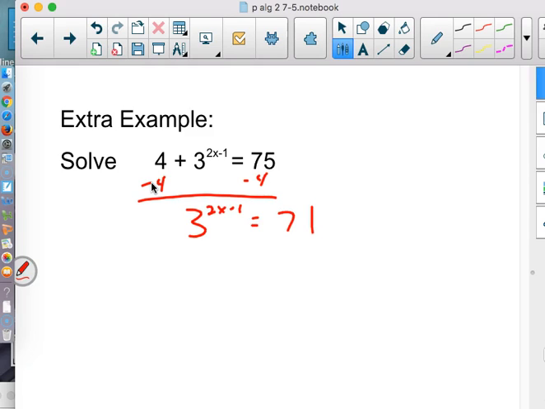Friday's just been way too long ago. You gotta think of what's next. Anybody remember what we should do next? Log base 3. Exactly. We have to get rid of this 3 by using logarithms. So this will be gone.